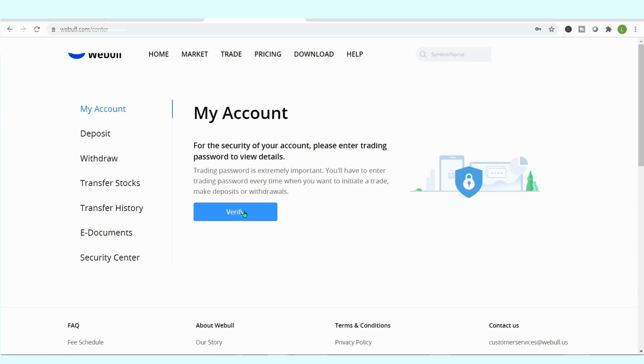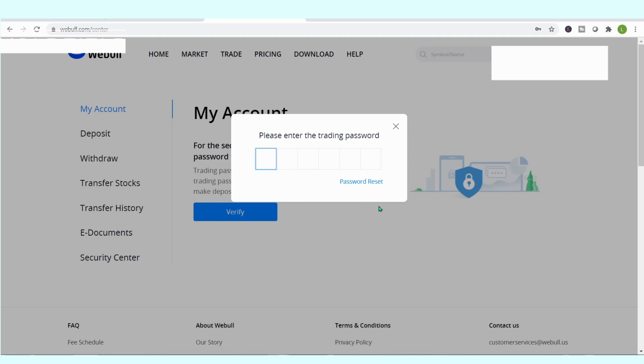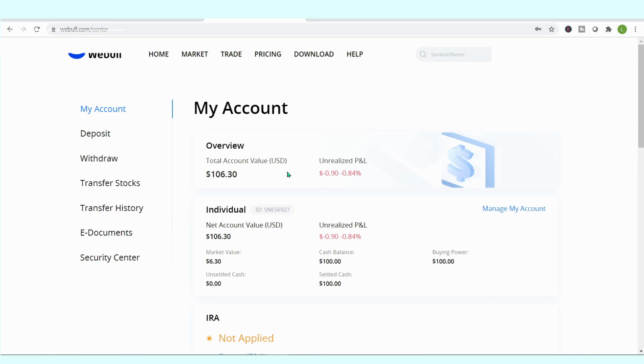So here I am logged into my Webull account, and this is a small account that I just put $100 in to do this demonstration. They set up a trading password, which is fantastic. Every time you log in and every time you trade, you enter in your trading password, which makes it a lot more secure.